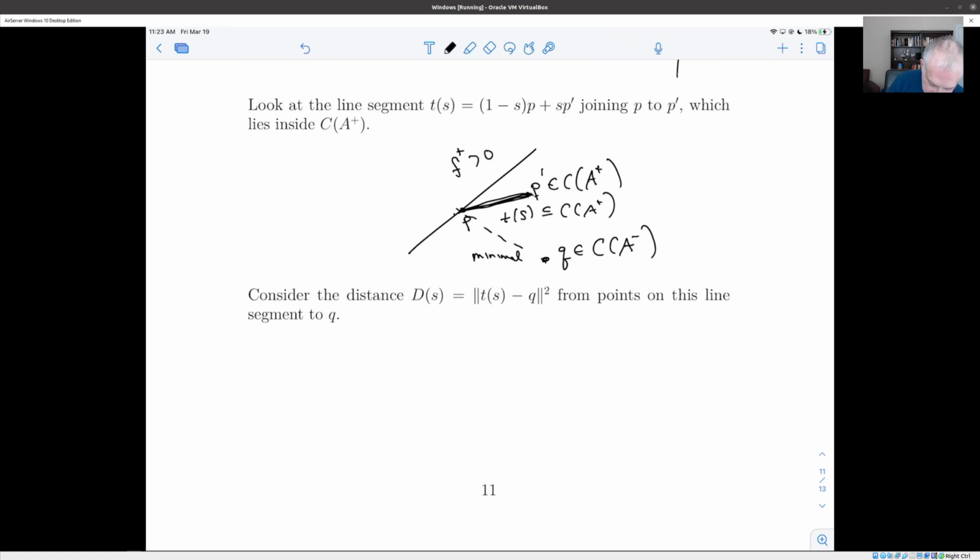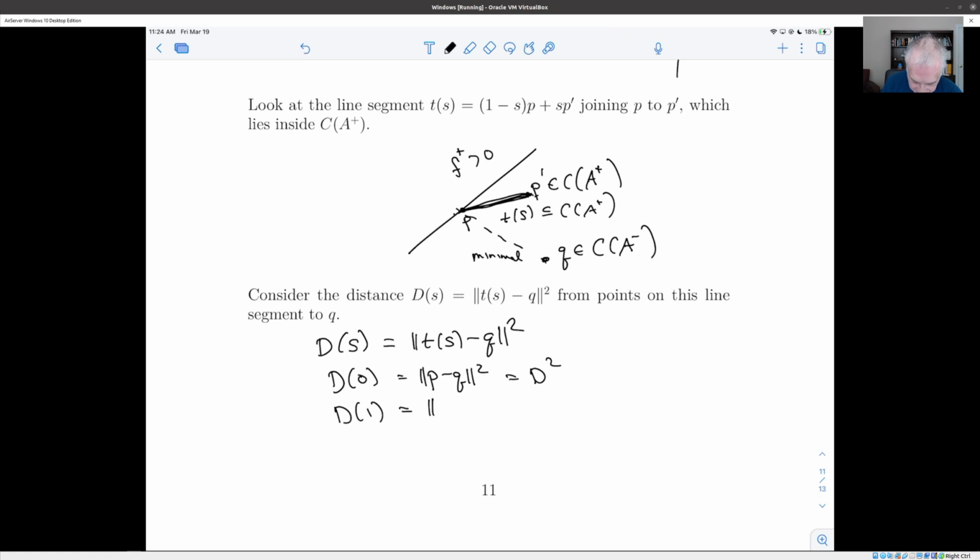the squared distance from T of S to Q, and we take its derivative. So d of 0, since T of 0 is P, that's the minimum distance squared, and d of 1 is P prime minus Q squared. And this has to be bigger than or equal to d squared.